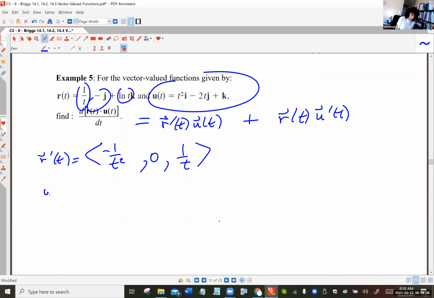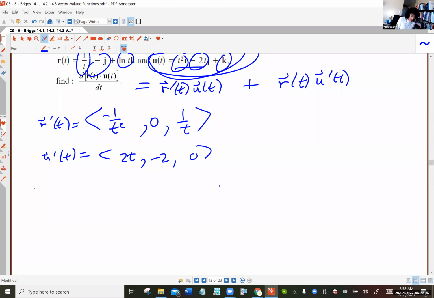Okay. The u prime is easy because u just has some polynomial components. So the derivative of the first component, t squared, is 2t. The derivative of the second component is just negative 2, and the derivative of 1 is 0. Okay, so now when I'm finding the derivative of the dot product of these two guys, I'm just going to use this product rule here.